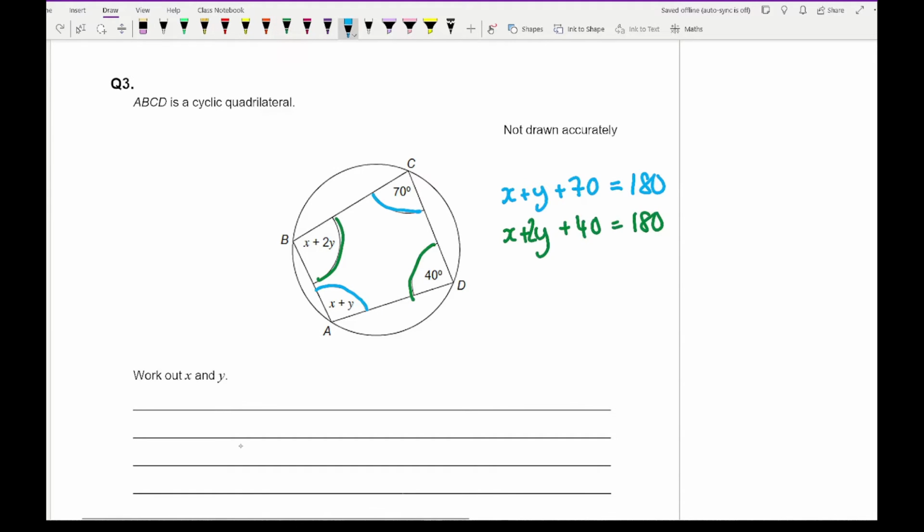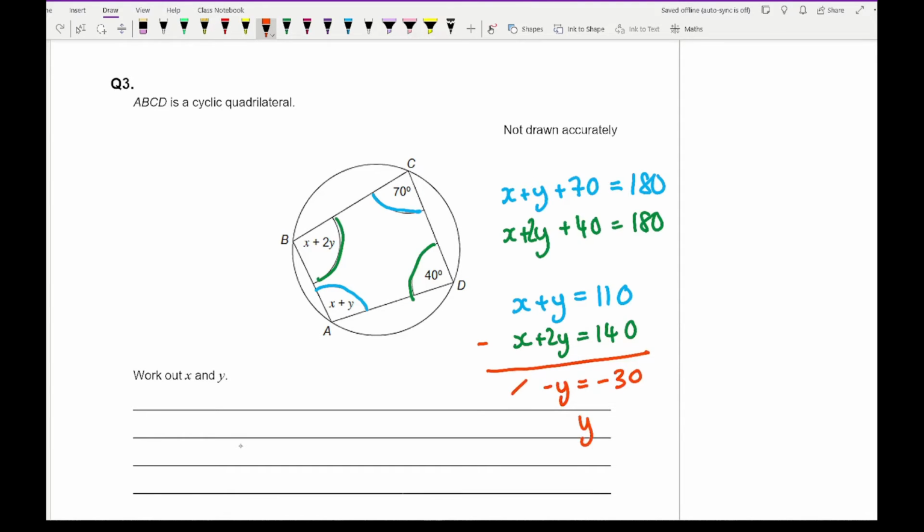Now because we've got two variables, this is basically going to turn into a simultaneous equation question. So what we need to do is take the numbers over to the side. So then what I end up with is x plus y equals 110, and x plus 2y equals 140. So now I just go through the whole simultaneous equation process. Here my x's are the same quantity and the same sign, so I subtract the two. So what I end up with is minus y equals minus 30. So y equals 30 degrees. So there's one of my angles.